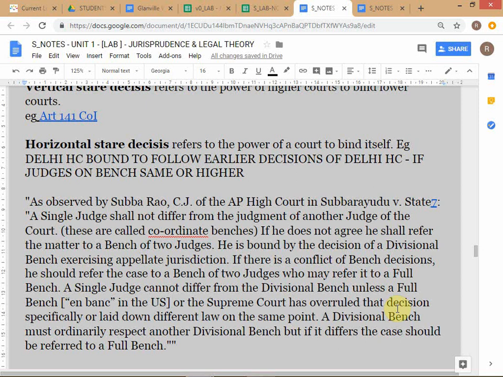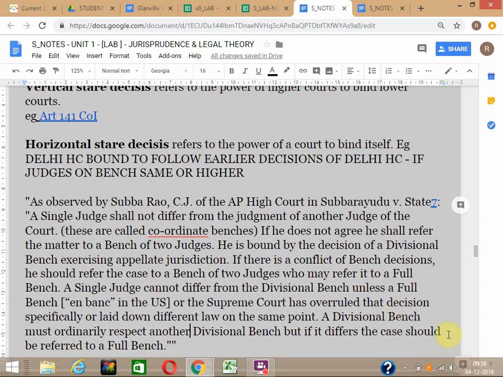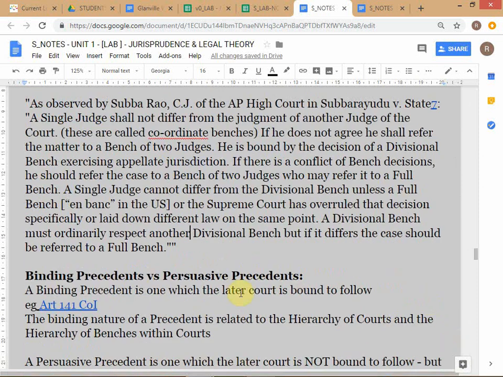Sir, are interstate courts on the same level bound to follow the judgments of the other court, or is it on the same? I got your point. Okay, very good question. So this leads us to the other discussion, which is on persuasive precedents. Binding precedent, you already understand. If it's a Supreme Court decision, everybody's bound.